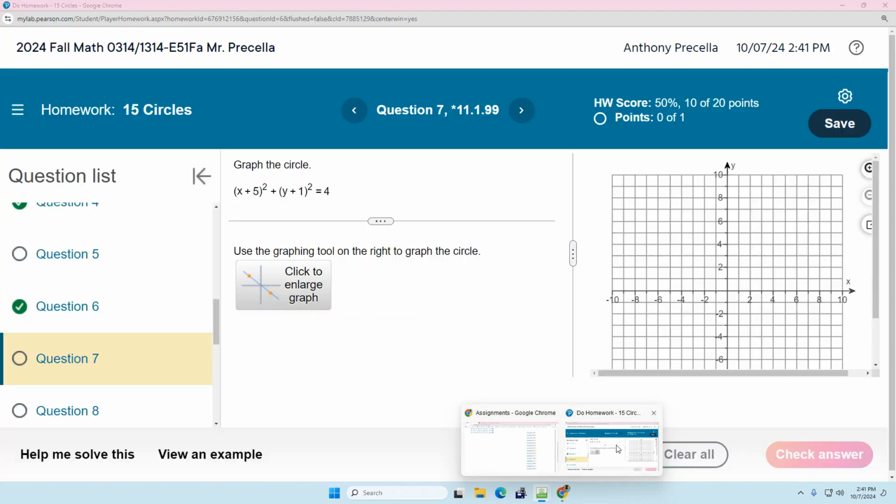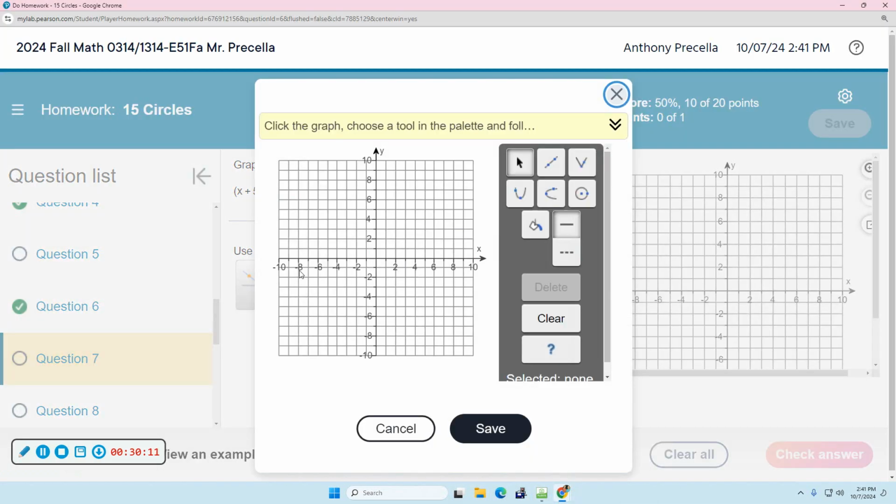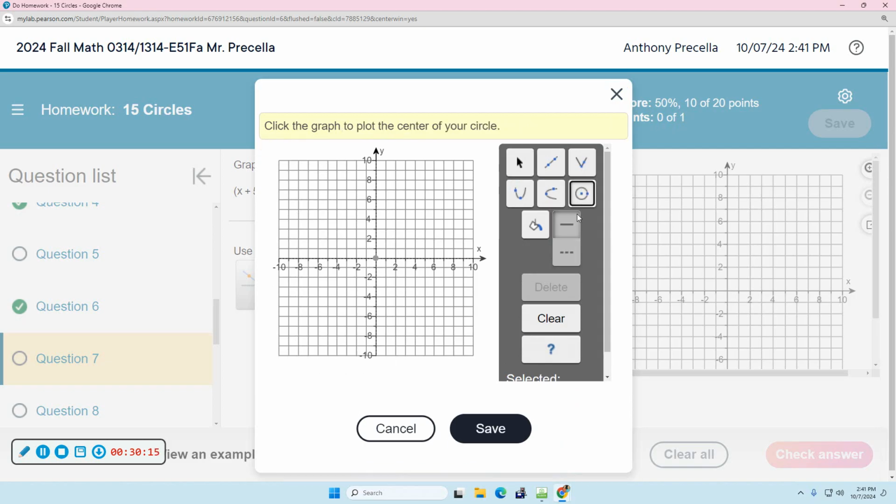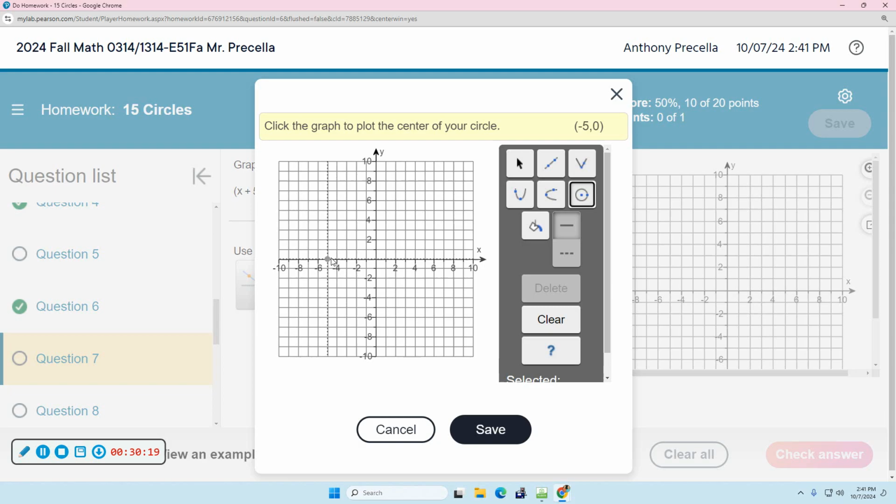So we come over here. All we got to do is draw the graph. So we click the circle tool. We plot the center, -5, -1. Is that the point? Is that -5, -1? Yes, it is. And now we need another point. The radius is 2. How about we count up 2 units? 1, 2.